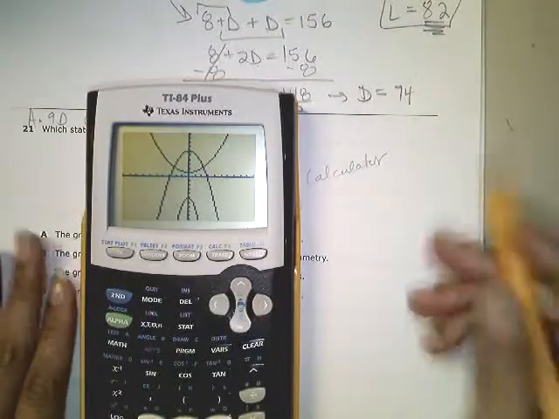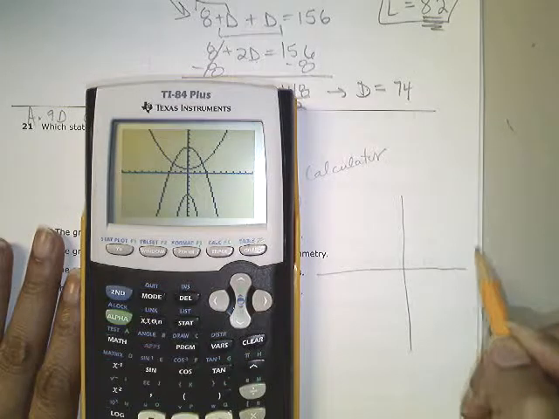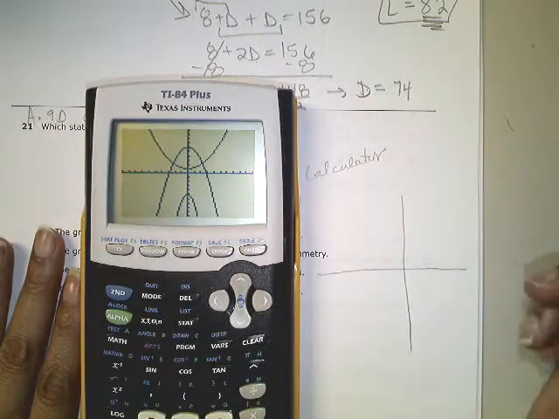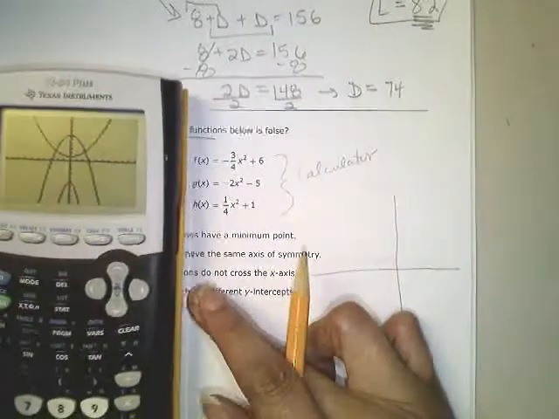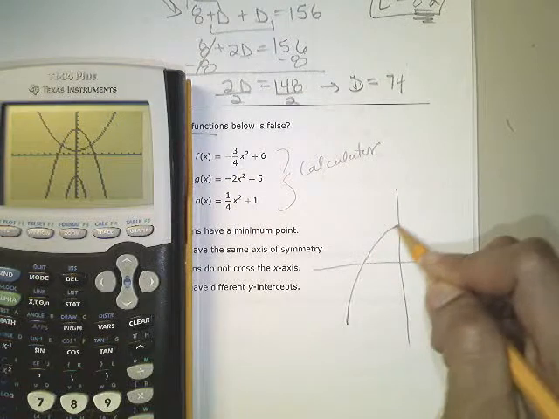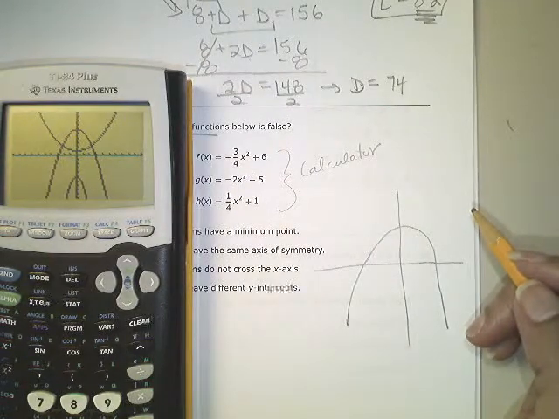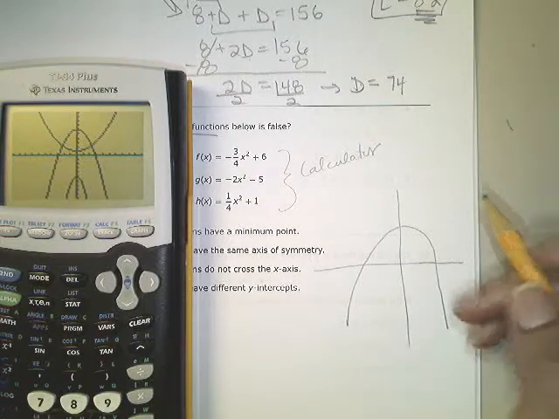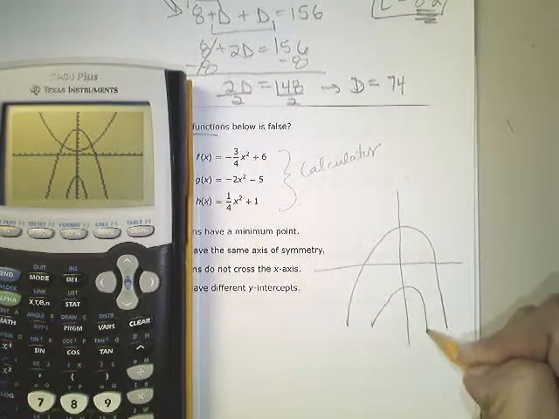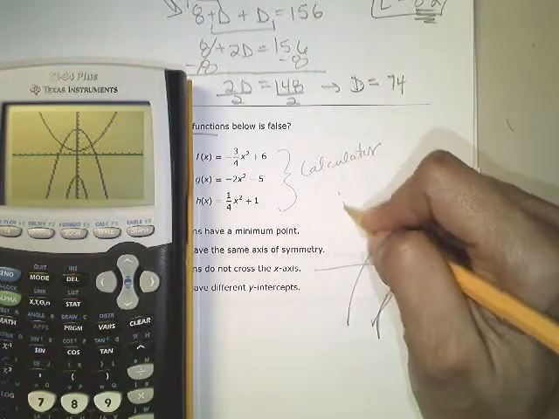What I'm going to do is I'm going to come over here and just kind of sketch that out. So my first one was this one going like this. That was the first one. Then the second one was this one going down like this. It's gone a little lower. And then the last one was like this.